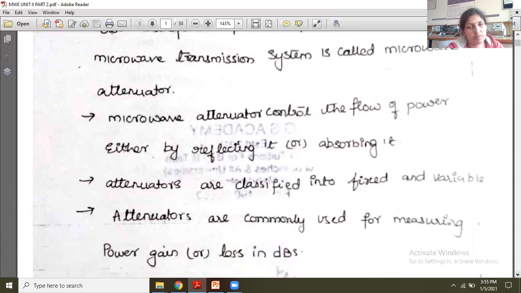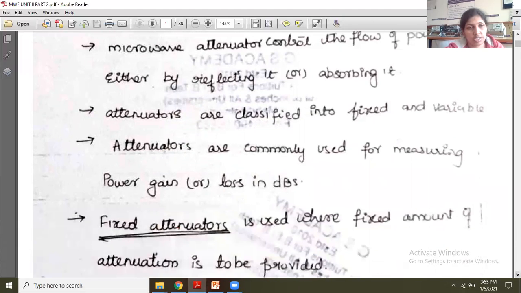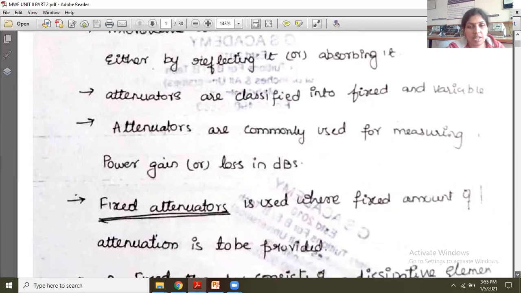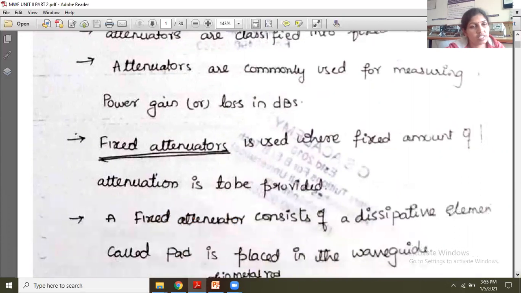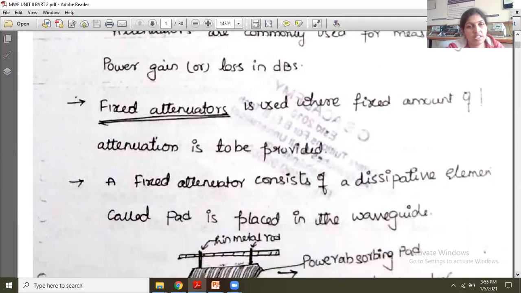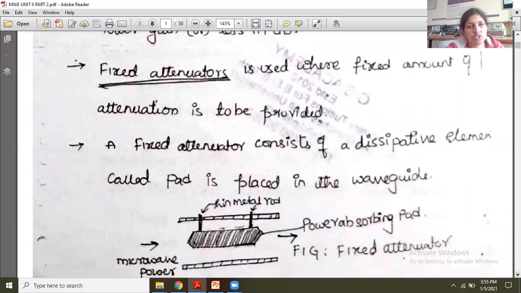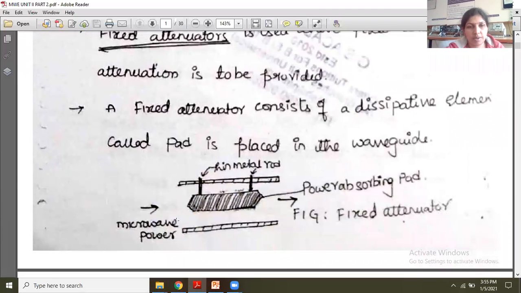Attenuators are basically classified into two types, fixed and variable. These attenuators are commonly used for measuring power gain and power loss in microwave systems. The fixed attenuators provide a fixed amount of attenuation. The fixed attenuator consists of a dissipative element called a pad. We can see that a pad is present in the fixed attenuator.